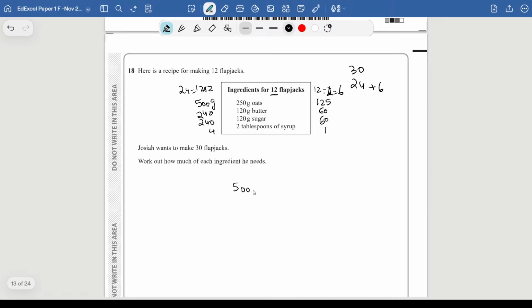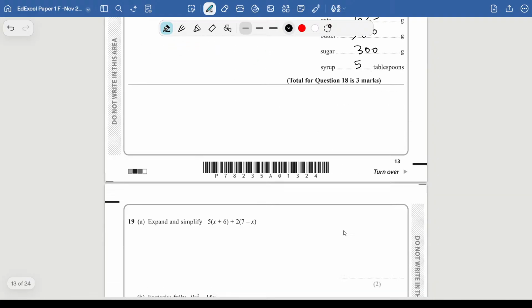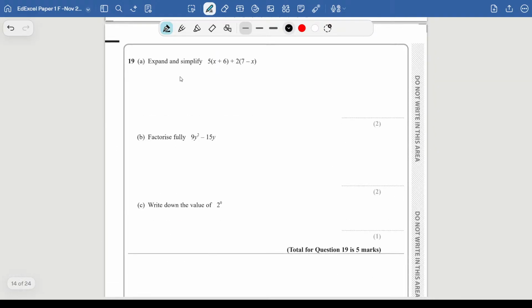So 500 plus 125, 240 plus 60, another 240 plus 60, and 4 plus 1. So that's for 30. So the oats will be 625 grams, and this is 300 grams. This also is 300, and there are 5 tablespoons of syrup. All right.